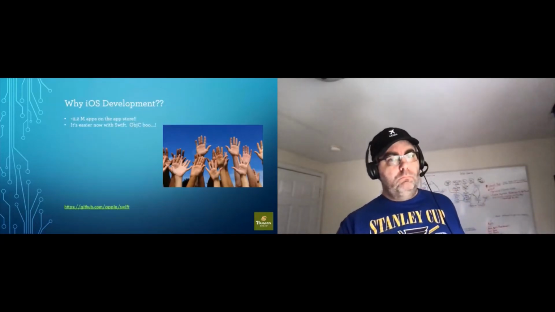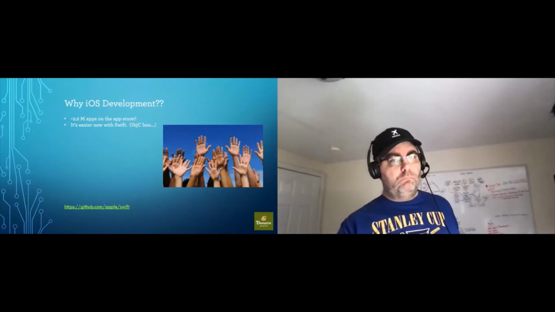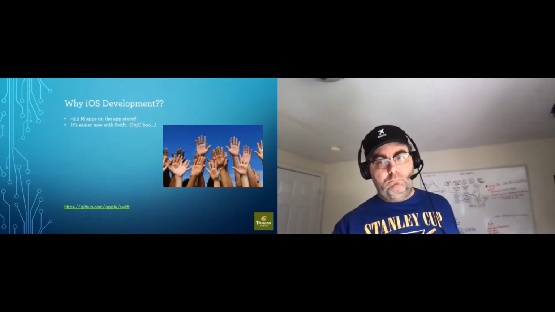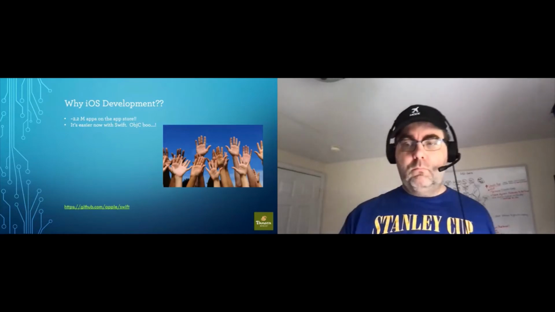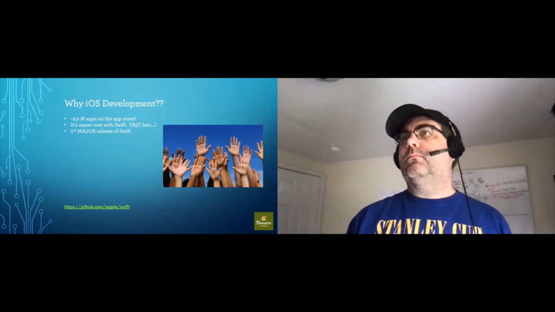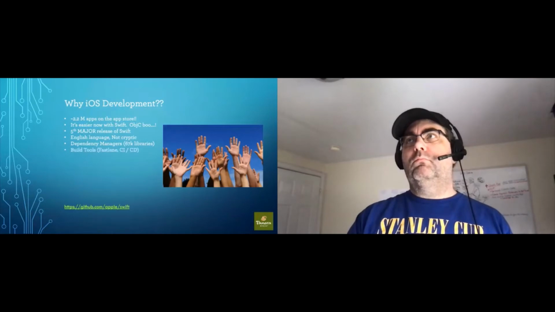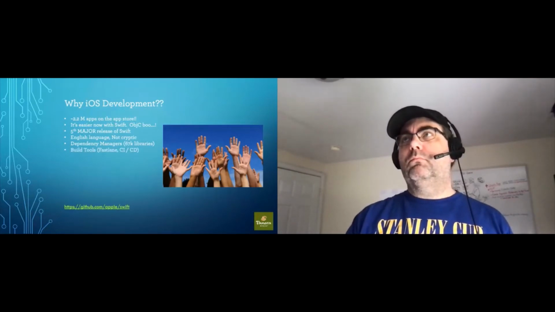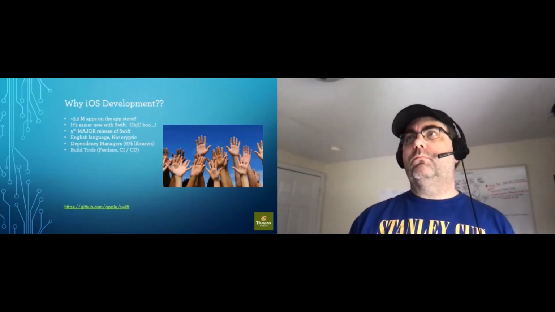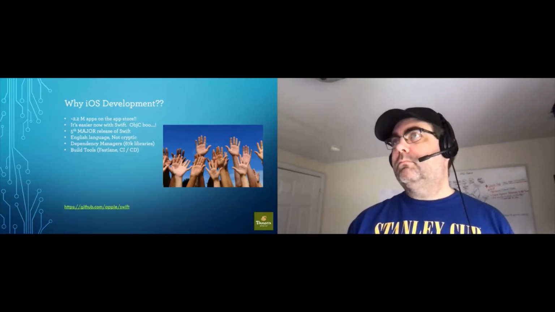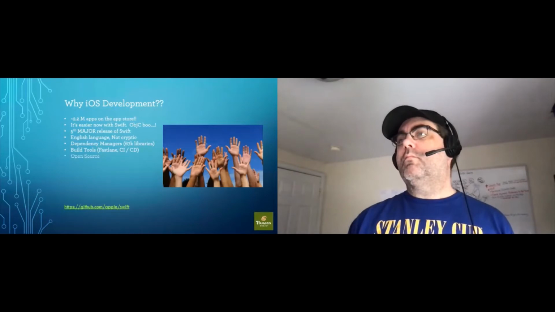Why iOS development? 2.2 million apps on the App Store. It's easier now with Swift. Objective-C, boo. I've been using Objective-C for years, but I love Swift. It's on its fifth major version. Dependency managers, 67,000 libraries. Build tools like I explained, Fastlane, CI/CD. We're actually setting up some CI/CD pipelines at Panera right now.